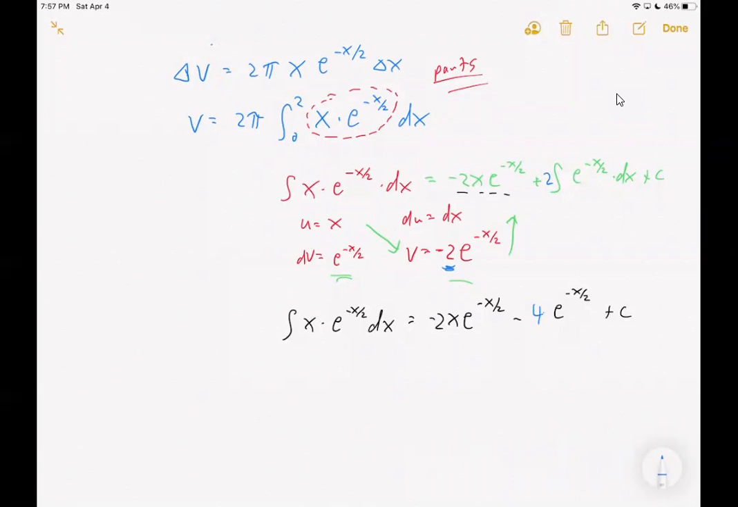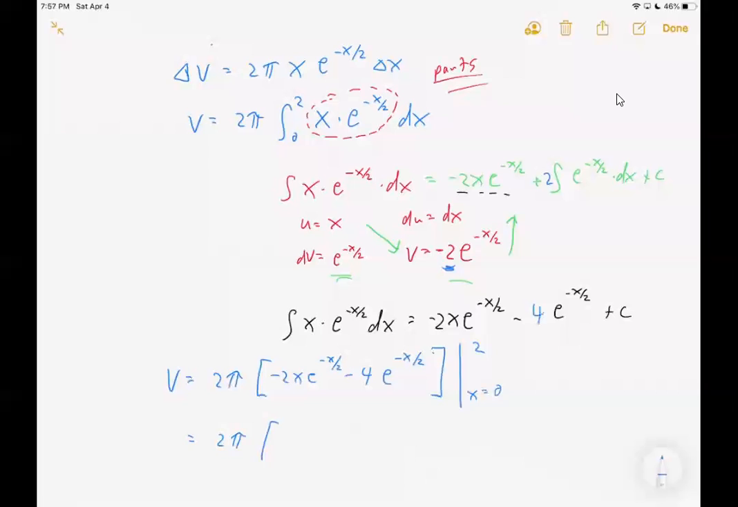All right. Now to figure out the volume, I still need to go back. I haven't figured out the volume. It's 2 pi times this whole antiderivative, negative 2x e to the negative x over 2 minus 4 e to the negative x over 2. We can leave off the c because we can pick any antiderivative. Let's pick the one where c is 0, from x equals 0 to 2. So you can see I put the limits back in now, by using the antiderivative and the fundamental theorem of calculus. Now it looks like bad news because of all these negative signs, but in this case, that's not.